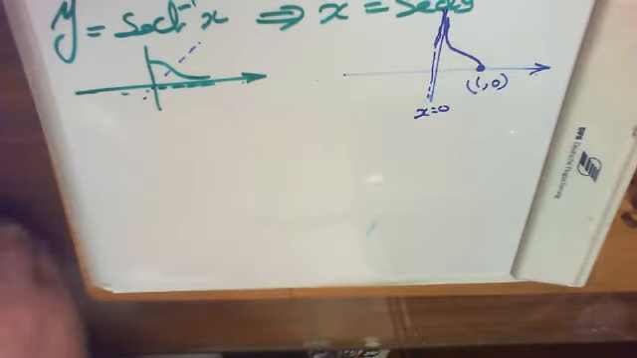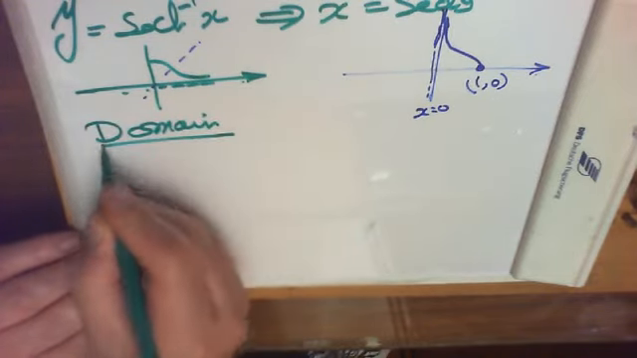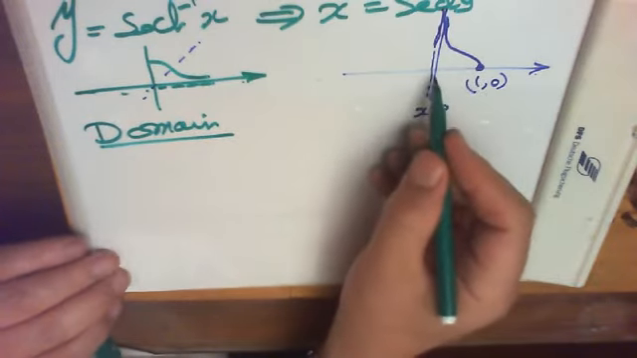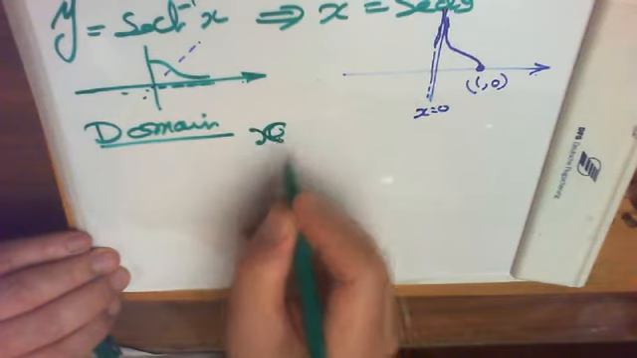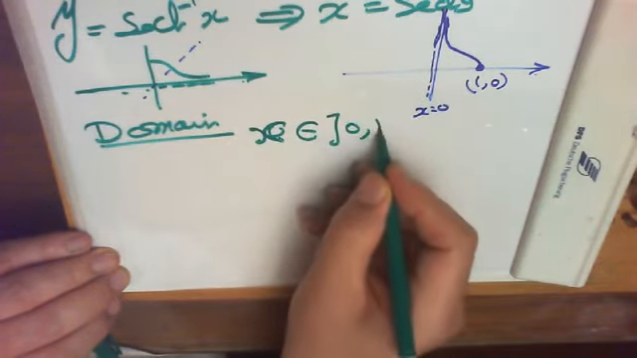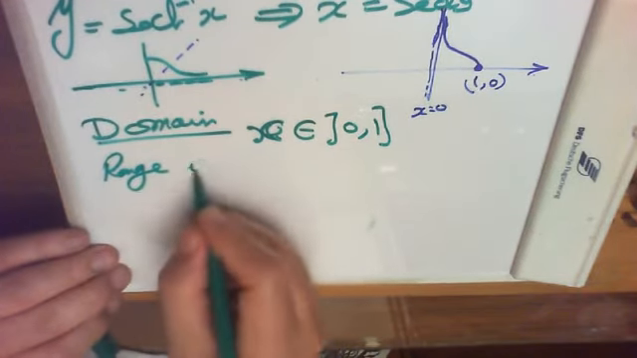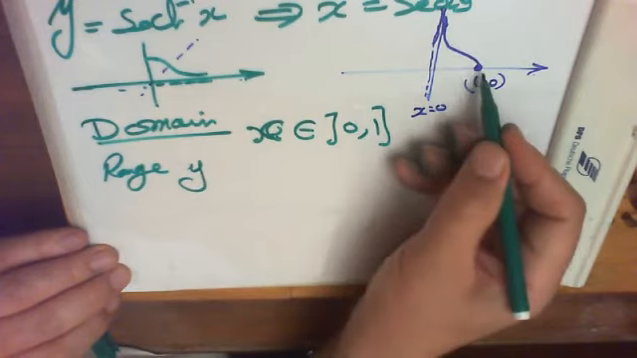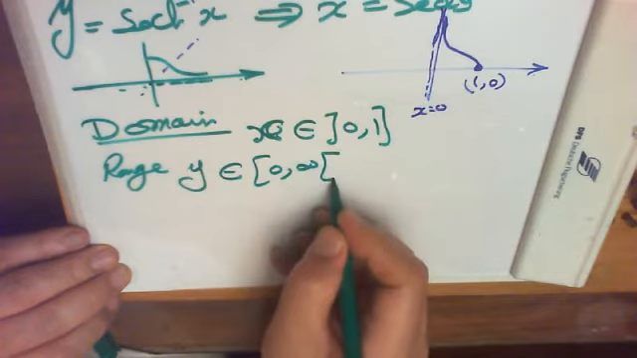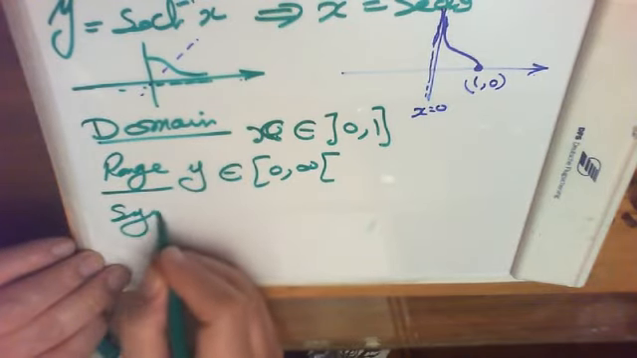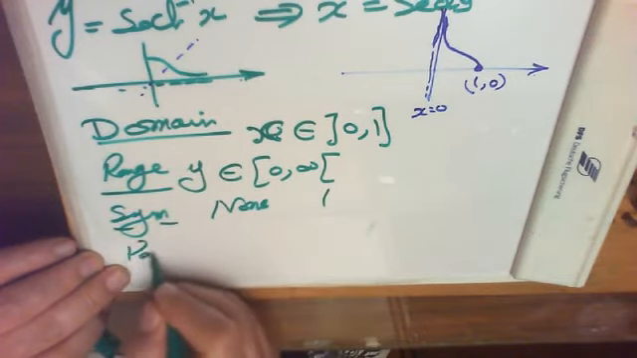As you see, domain: from 0 to 1, x belongs to 0 to 1. Range: y from 0 to infinity. Symmetry: neither even nor odd, none. Periodicity: none.